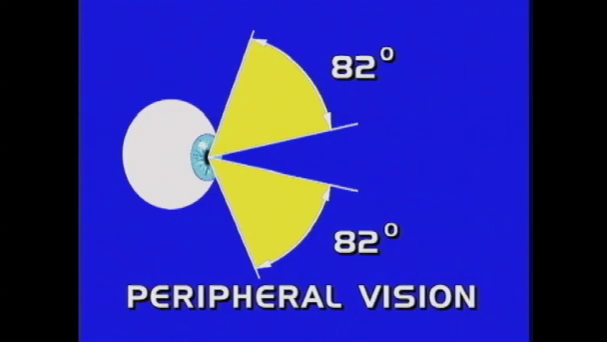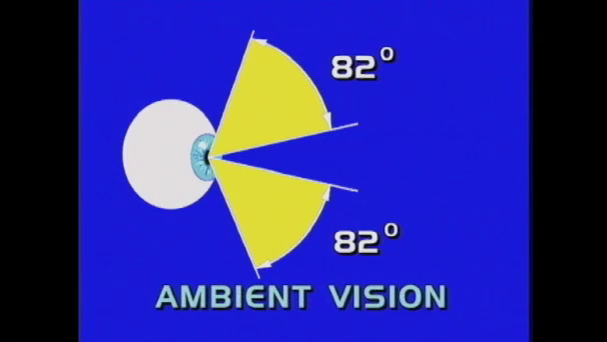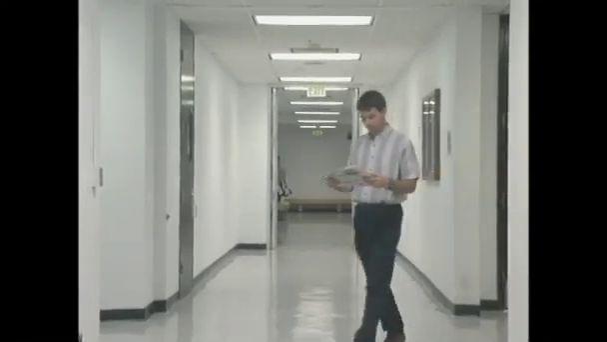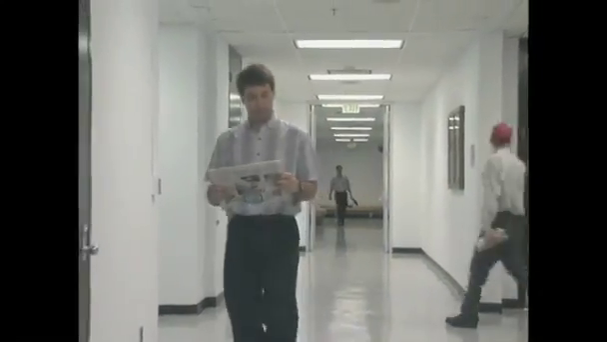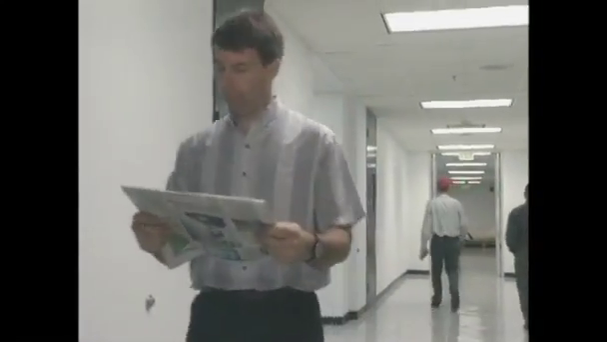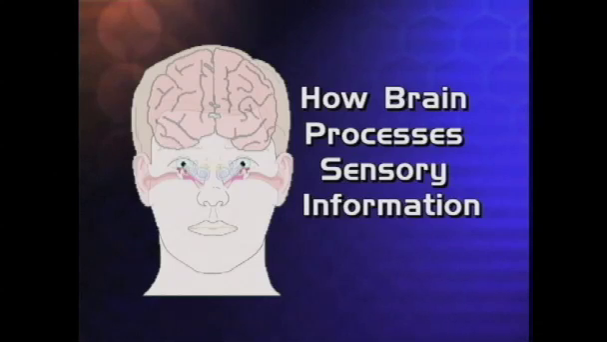Peripheral vision is approximately 82 degrees on either side of the central vision field. Peripheral vision, also known as ambient vision, is involved with perception of motion and attitude cues, and provides peripheral reference cues to maintain spatial orientation. This visual capability enables orientation independent from central vision, which is why we can walk straight while reading. An understanding of how the brain processes sensory information is important so you can recognize and correct spatial disorientation if it occurs.